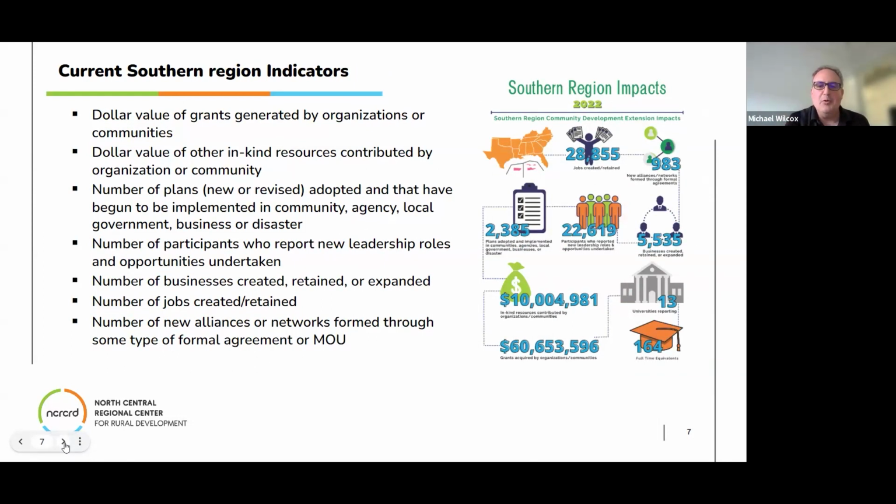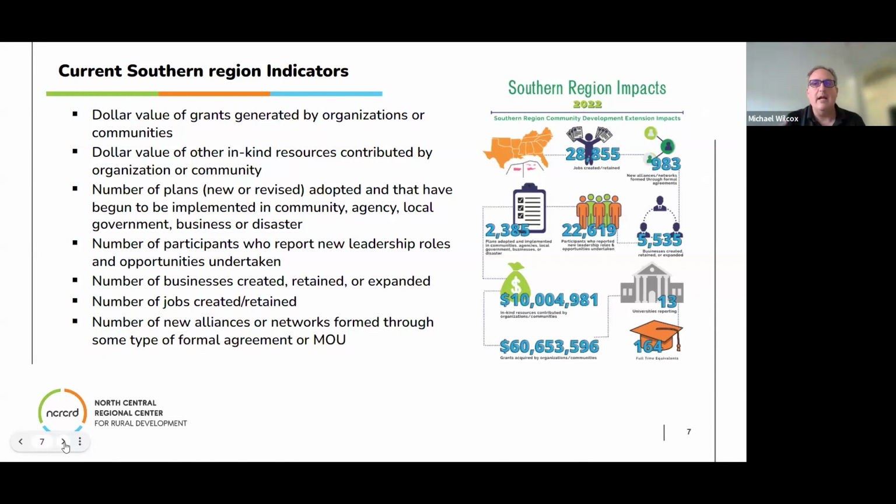They have really cool graphics also that show the work that they're doing and quantify some of the impact that they're having. Very similar to the North Central region, there's dollar value of grants generated, there's dollar value of other in-kind resources, number of plans, number of participants who report new leadership roles, number of businesses created, retained, or expanded, number of jobs created, retained, number of new alliances or networks formed through some type of formal agreement.